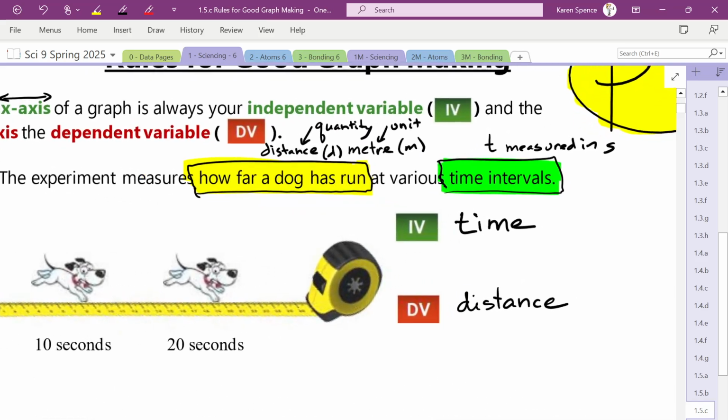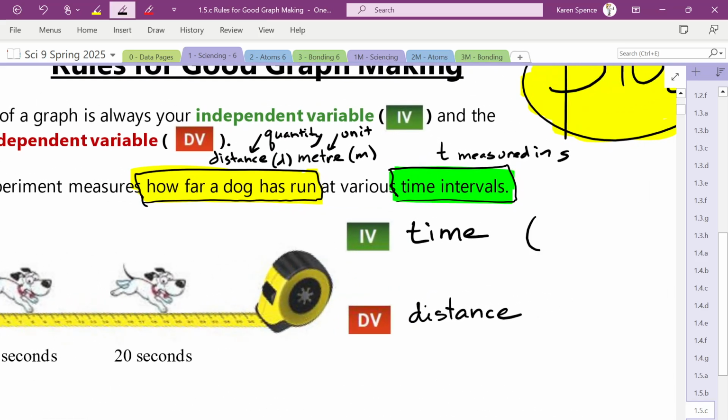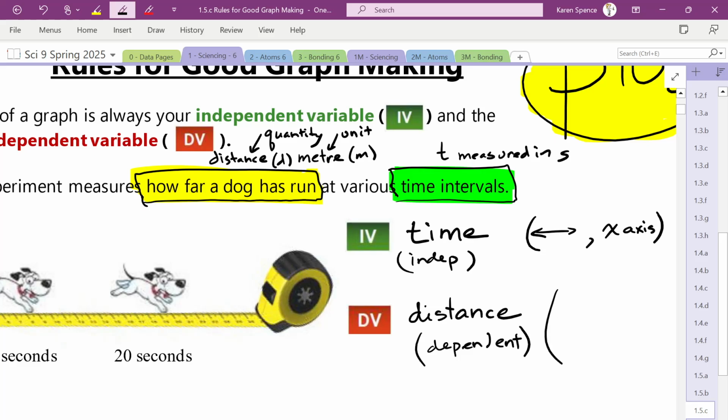And that means that time is going to go on which axis? Time is the independent variable. It's going to go on the horizontal axis, the x-axis. Distance, is it independent or dependent? Dependent. And so it is going to go on which axis? Up and down, the y-axis. All right.